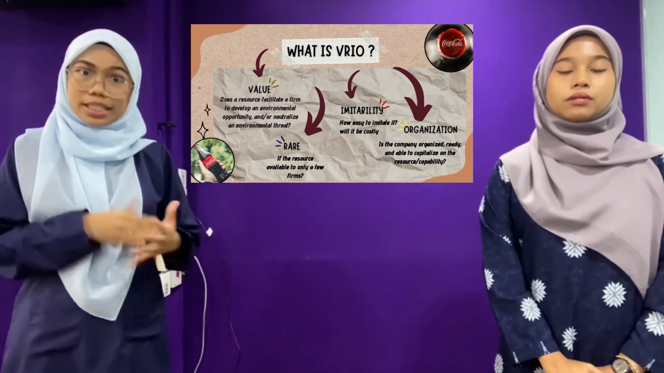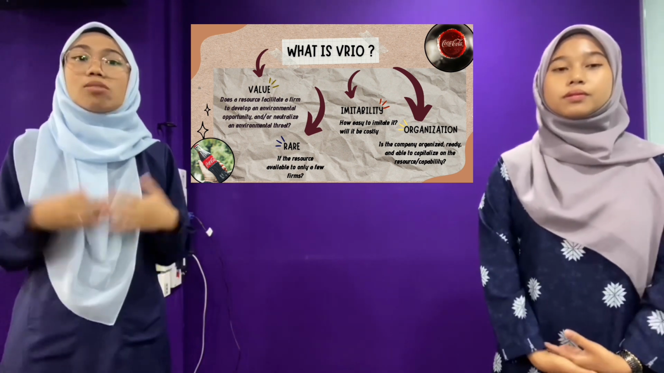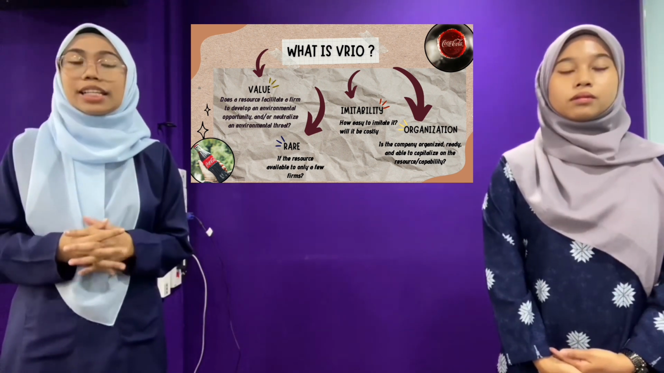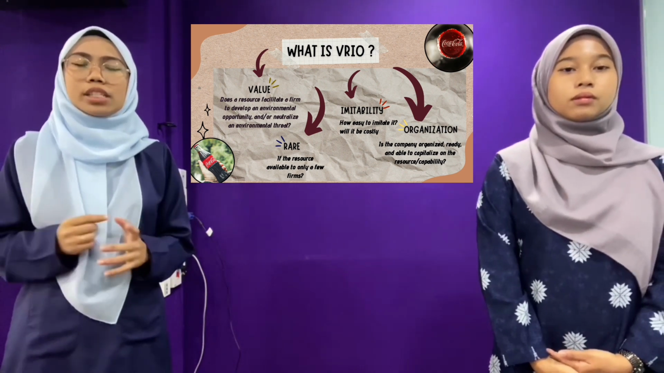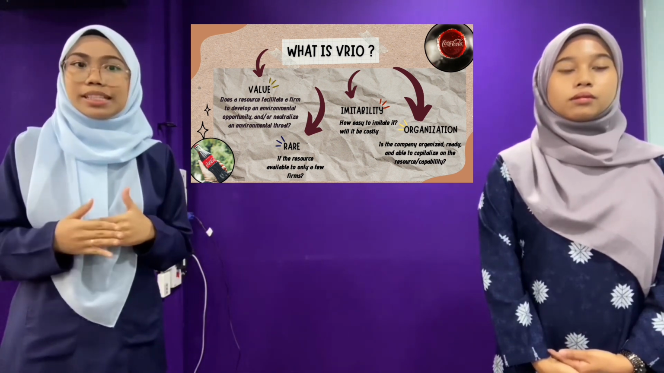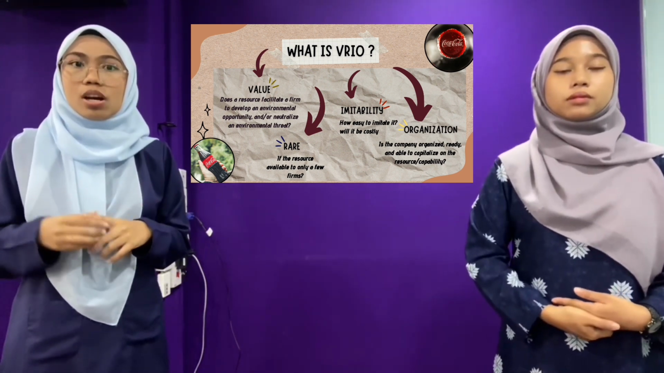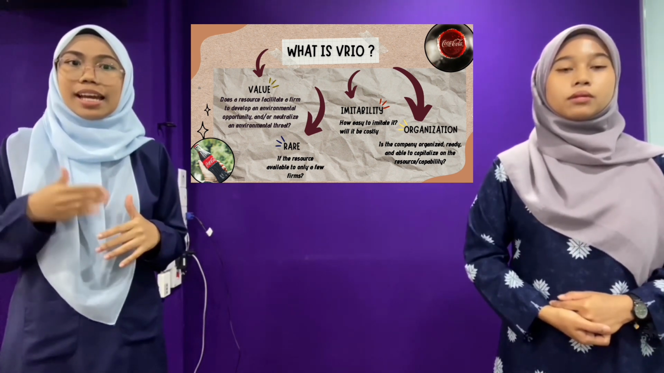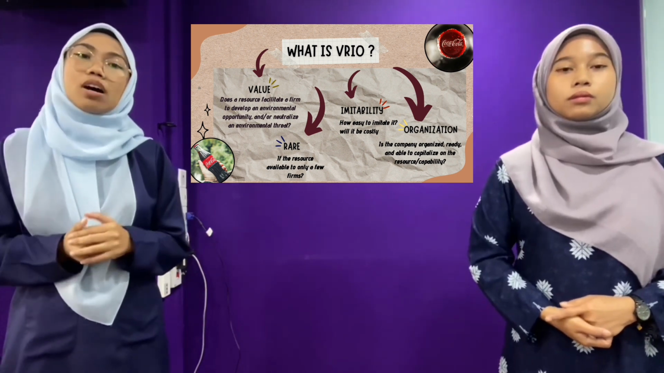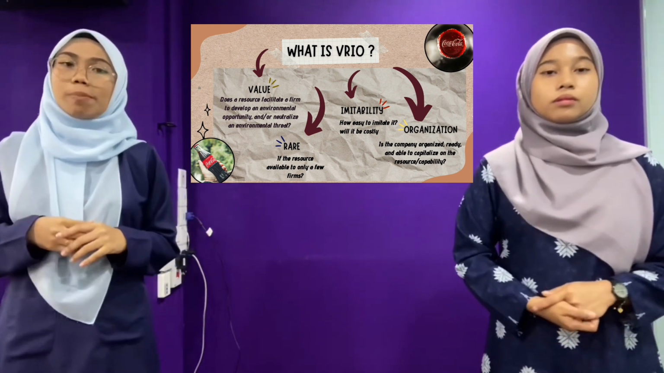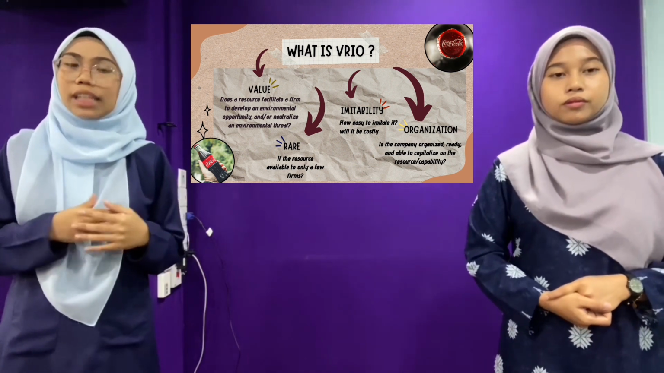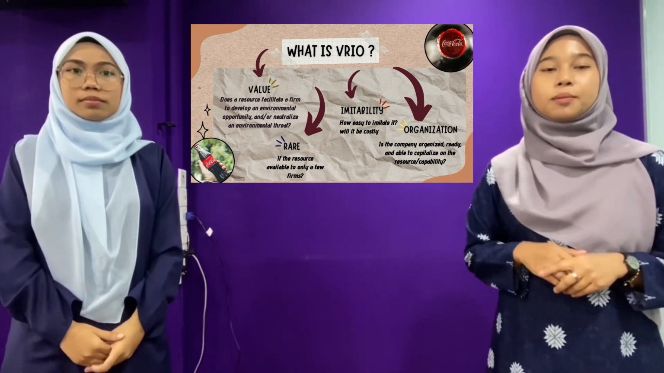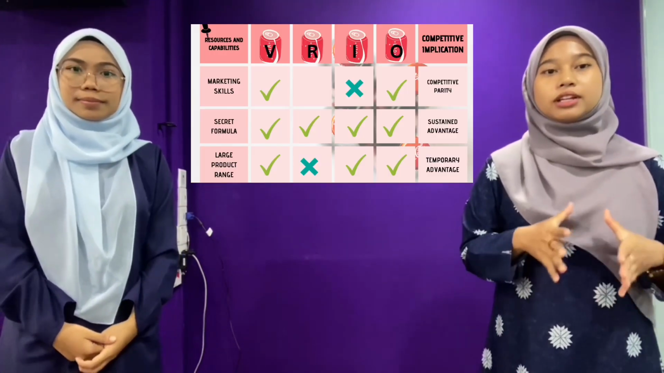Next is organization. Organization is about how the company is organized, ready, and able to capitalize on the resources and capabilities. The firm must also have the organizational capability to utilize the resource, or consider whether the organization owns the capability, and how much it will cost to replicate the capability in terms of time, money, or both. So the next slide is competitive implications, based on the resources and capabilities.